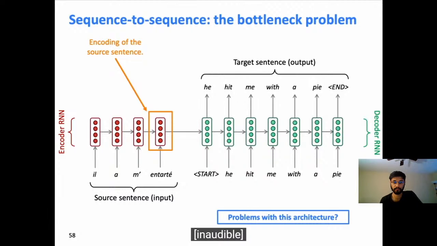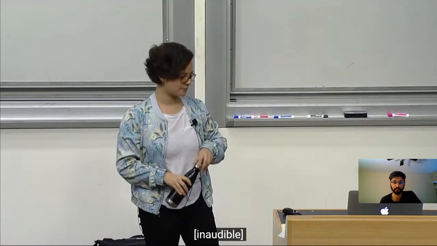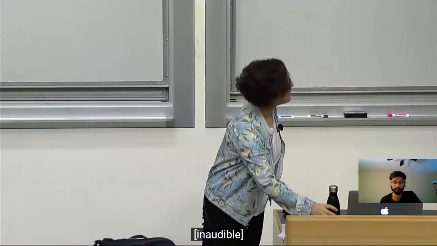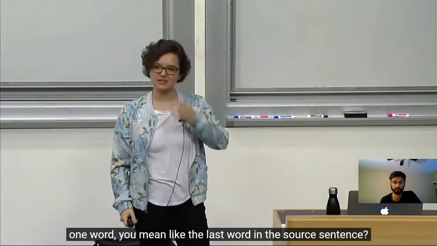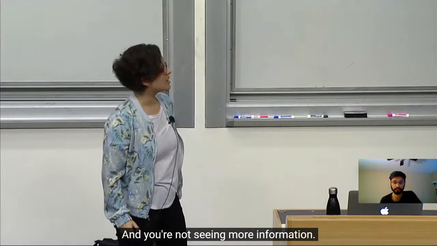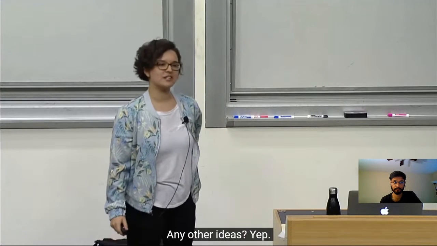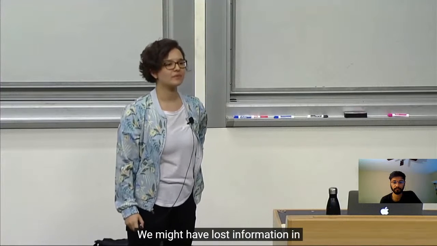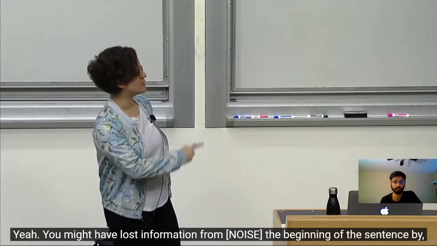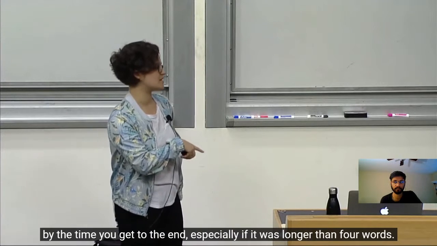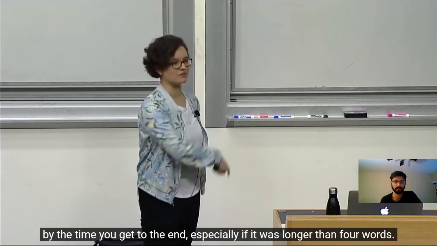Yep. It doesn't have context, you're only looking at one word, and that word could have many meanings potentially. You don't know what's going on, so you can't figure out which meaning. Okay, so the answer was something like, you're only looking at one word. Do you mean like the last word of the source sentence? And you're not seeing more information? Yeah, it's something like that. Any other ideas? Yep. You might have lost information from the beginning of the sentence by the time you get to the end. Yeah, you might have lost information from the beginning of the source sentence by the time you get to the end, especially if it was longer than 4 words.